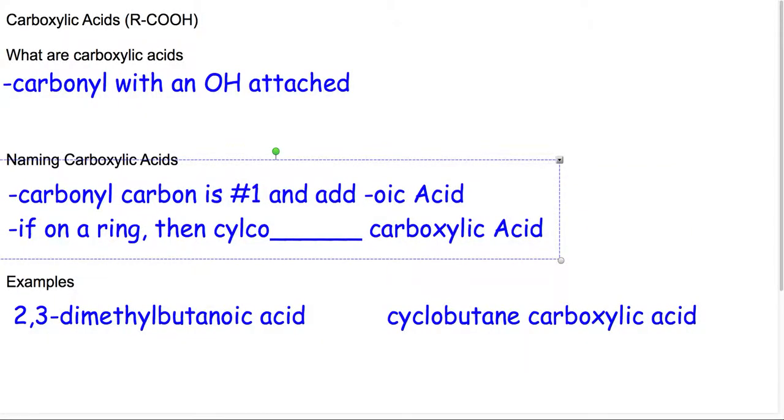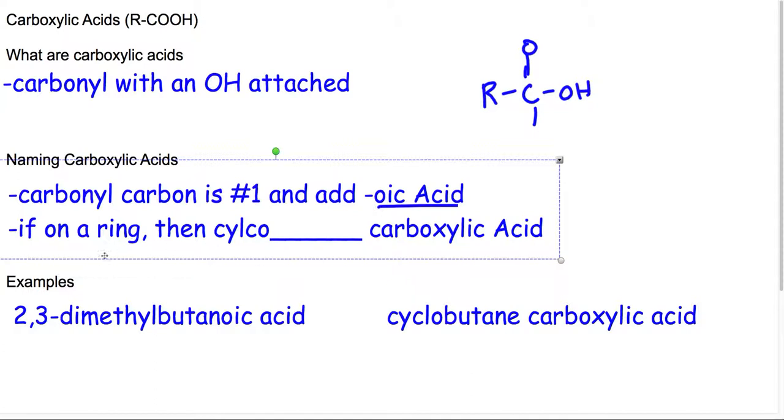Carboxylic acids, esters and amines. Carboxylic acids are a carbonyl with an OH group attached. So same thing as a ketone with an OH on the end instead of a carbon group. The carbonyl is named as the number 1 carbon, the carbonyl carbon. And then you add oic acid to the end of it.